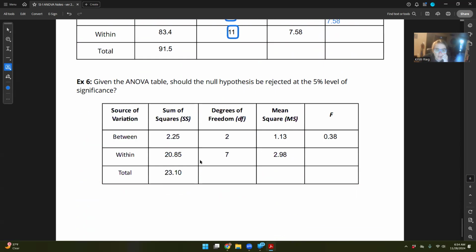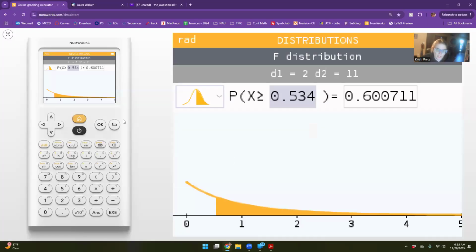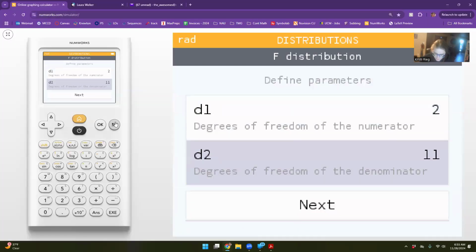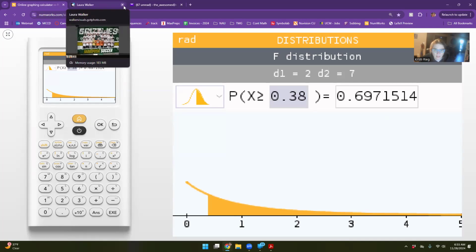Okay, next one, or last one. Given the ANOVA table, so this one's already calculated for us. Should the null hypothesis be rejected at the 5% level of significance? So here's my F, my two degrees of freedom. So I have 2, 7, and 0.38. One more time on the calculator, 2, 7, right-tailed, 0.38. Yikes, 0.70. They're going to get a lot of really big p-values here.